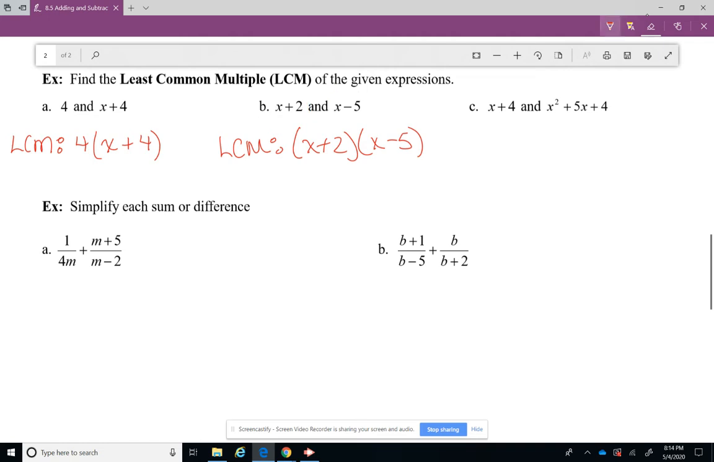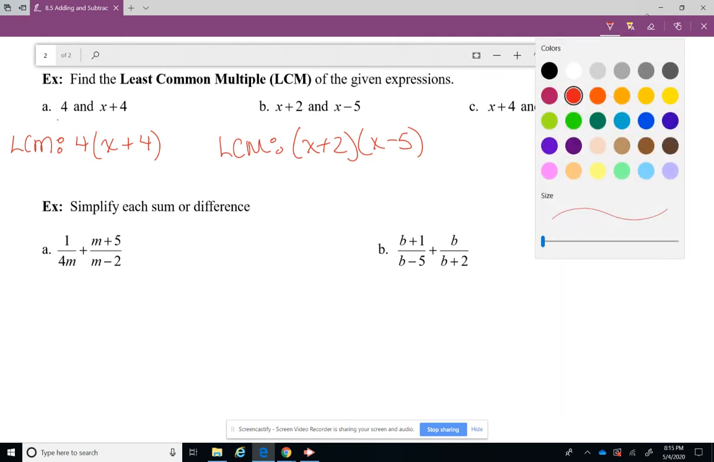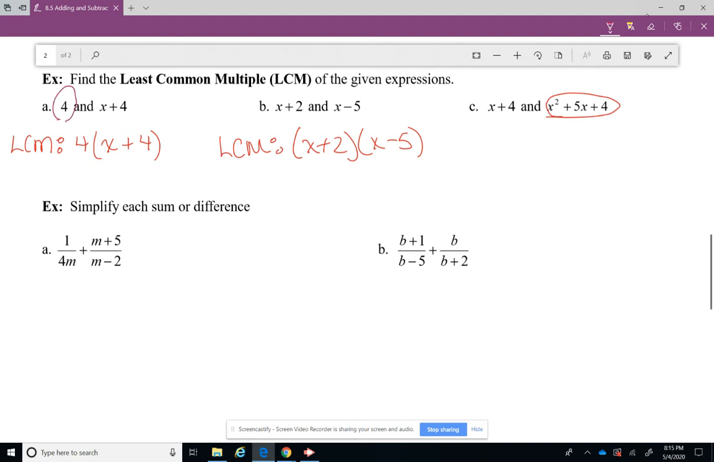Now, when you get to this third one, you're going to have to do something to this trinomial. Because notice how when we first started on this row, we had a monomial and a binomial. We had a binomial and a binomial. Those were the easy ones. When you have a trinomial, it's going to be a little bit different. You need to go ahead and break this one down into x and 4 and 1, plus and plus.